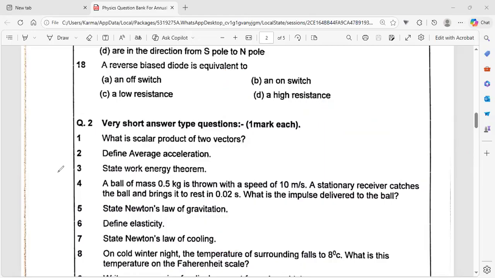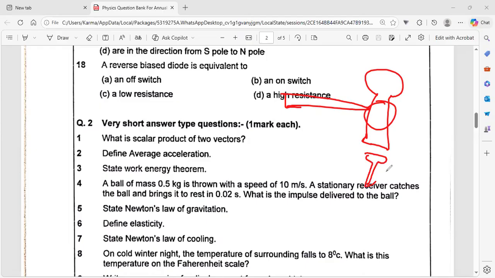A ball of mass 0.5 kilograms speeds at 10 meters per second. A stationary receiver catches the ball and brings it to rest. Whenever a large force is applied for a very short span, the effect produced is called the impulse. Suppose a hammer is used to hammer a nail, it stays in contact with the nail for a very short time. We'll say that is called an impulse.